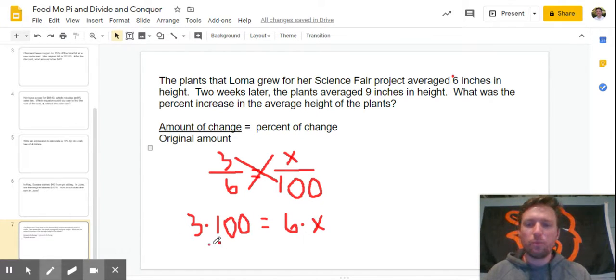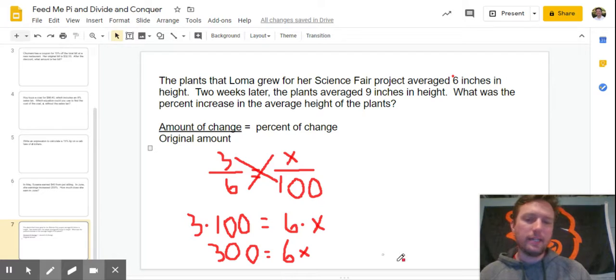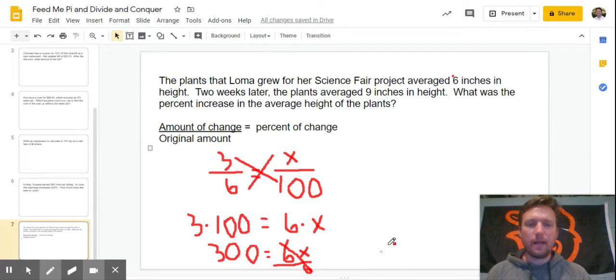So 3 times 100 would be, that's right, 300. 6 times x, when you multiply times a variable, you just put those two terms together. So I would have 6x. Now, when you are trying to isolate this variable, that means we're trying to get this variable by itself. You do the inverse operation. So I would divide by 6, because 6 divided by 6 gives me 1, and I'm left with just x. And what you do on the other side is the exact same thing, because you have to keep both sides of the equation equal.